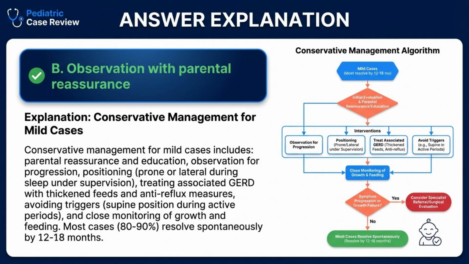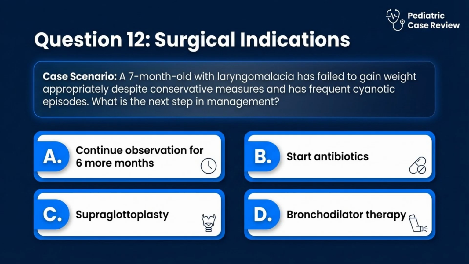The conservative management algorithm dictates that mild cases require education and close monitoring. Interventions include positioning the infant prone during sleep under supervision and managing any associated reflux. Since 80 to 90% of these cases resolve spontaneously by 12 to 18 months, aggressive interventions are avoided unless symptoms progress. Question number 12.